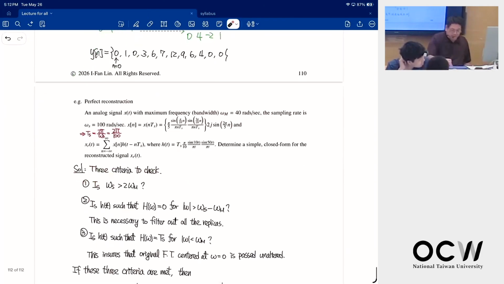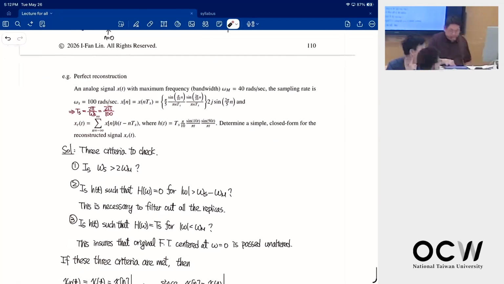Well, the last one is what we have done last week for the perfect reconstruction.